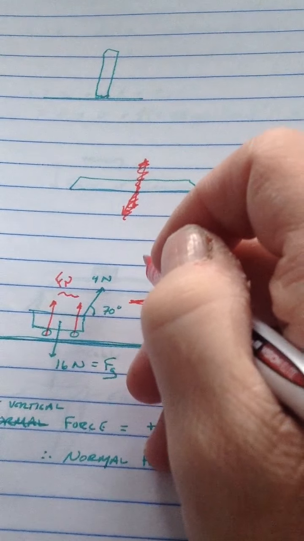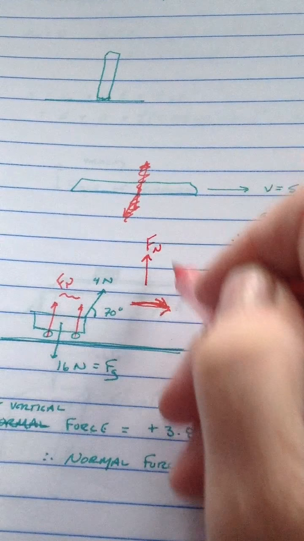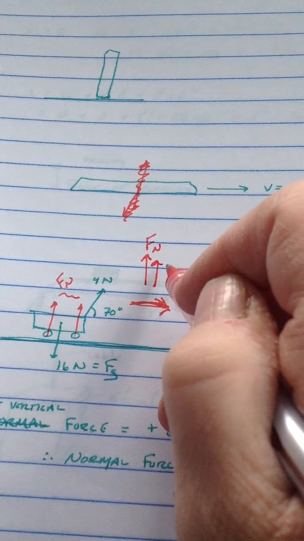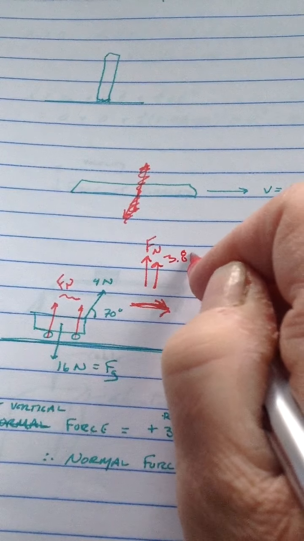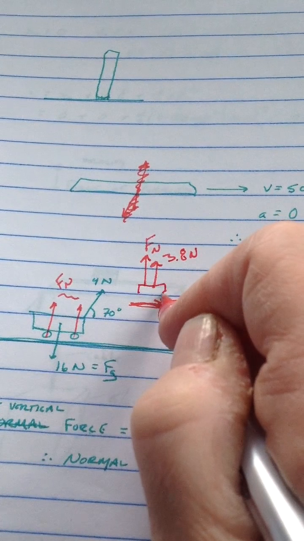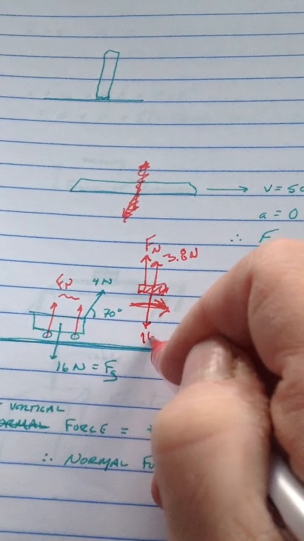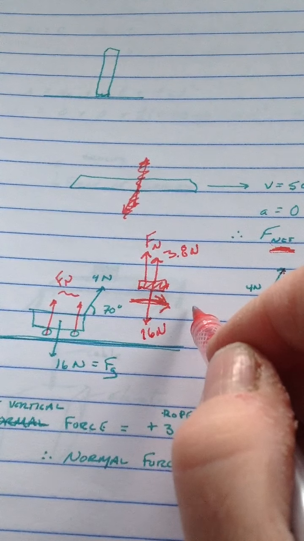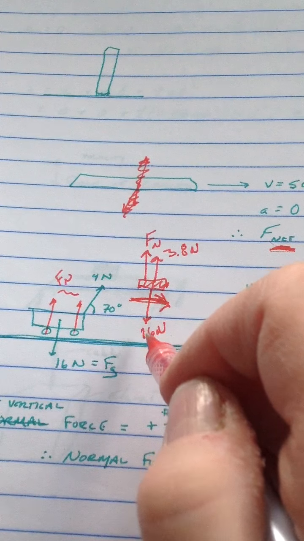So now the upshot of this is that we have a normal force on the wagon, which is unknown in magnitude. We have a pulling force on the wagon, now just looking at what's happening vertically, of 3.8 newtons. We have our wagon here, and then we have a force of gravity down on the wagon of 16 newtons. Of course, we also have that horizontal force on the wagon, but we're going to ignore that for now and just think about the vertical situation.